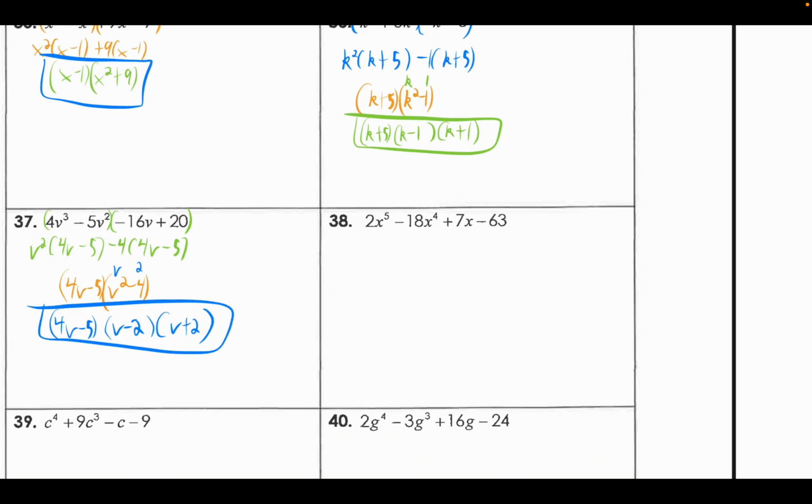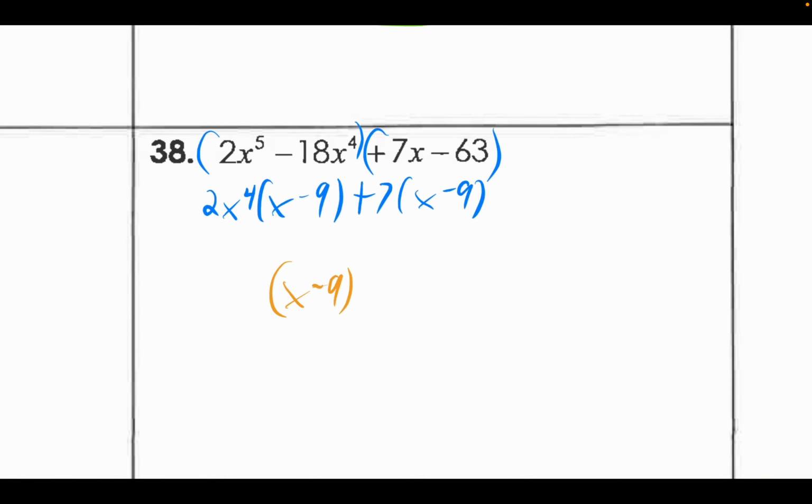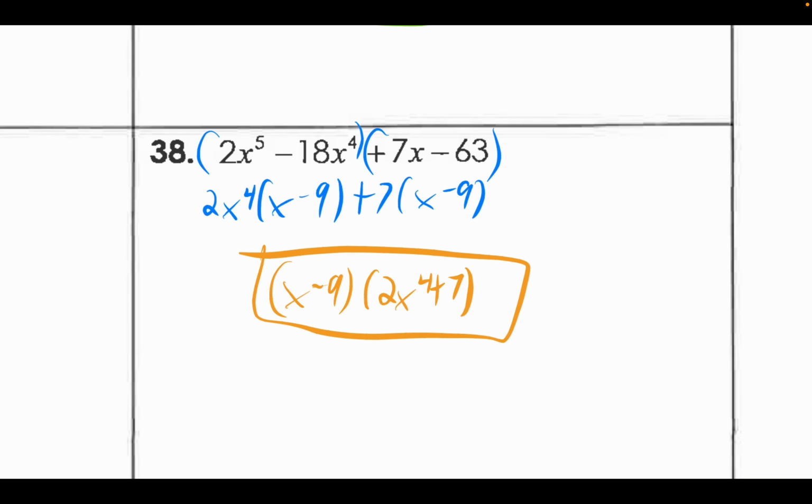Now we move on to number 38. First two, last two, and we have 2x to the fourth as our GCF, which is x minus 9, and then positive 7 as our GCF here, which is x minus 9. Those matching is good, so x minus 9 is one factor, not a difference of two squares, because this is not squared. And then 2x to the fourth plus 7 is our other one, which we can't factor further either, because they're not perfect squares or cubes or anything like that. I should fix my 4 a little bit, though. That might be less bad.